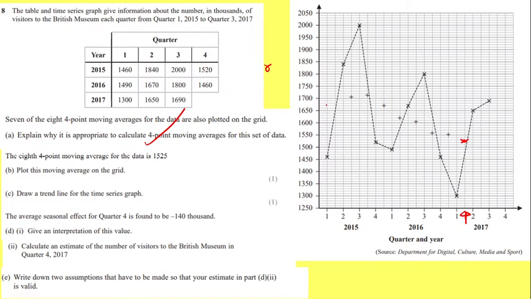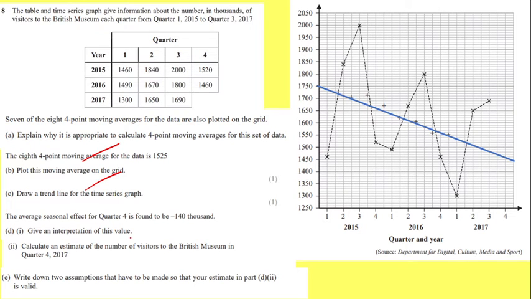Draw a trend line for the graph. Essentially, it's just the same trend line of best fit, but I can't do it with a pen, so I'm doing that. The average seasonal effect of quarter 4 is given to be minus 144,000.